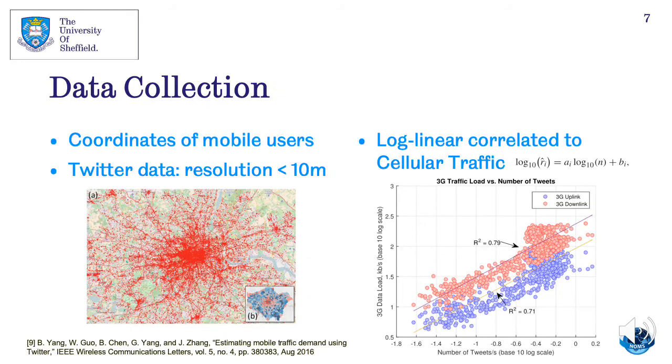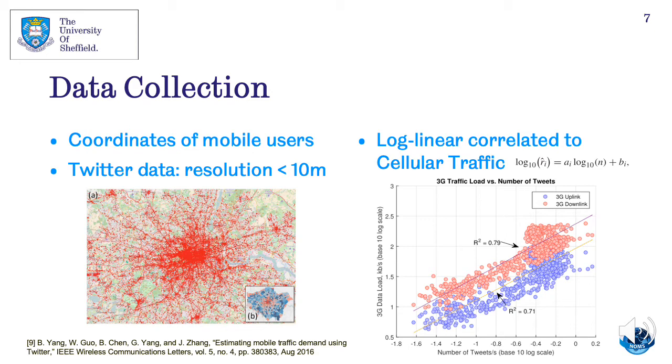So firstly, let's talk about the data. We collect the data from Twitter because Twitter has the exact GPS location of users, and the resolution is less than 10 meters. But as we know, only a small part of the users in Twitter share their locations, and the tweets do not occupy a large part of mobile networks.